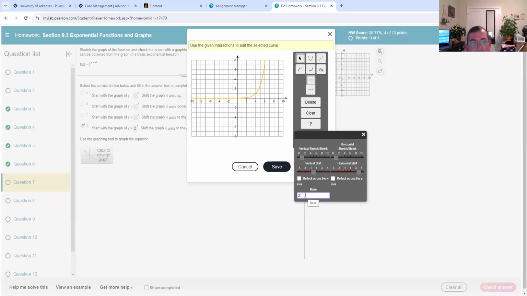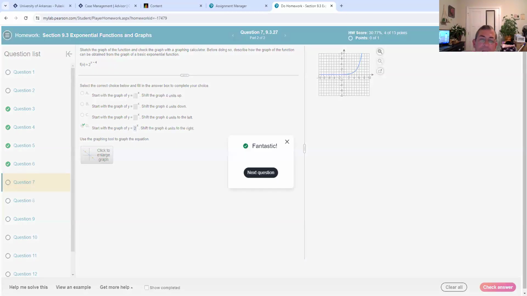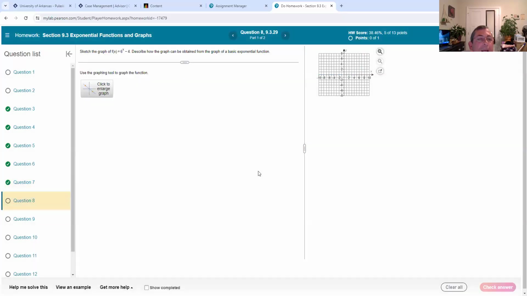So I got my base in of 2. I moved it right 4. So I'm going to save that. And then you're checking your answer. All right, y'all, so let's see what 8 has. So y'all, this one wants me to graph it first.